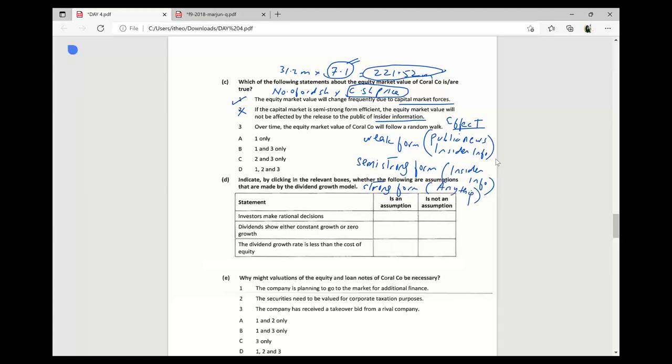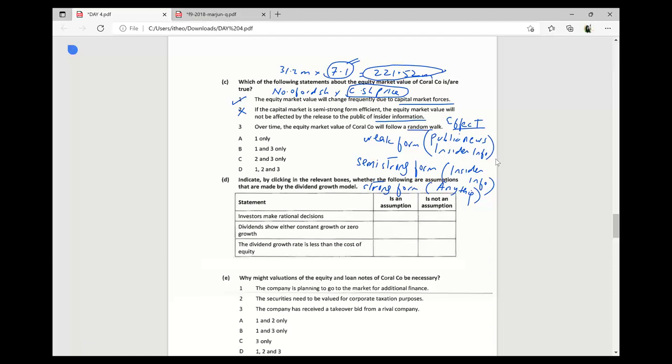This is what was taught to you in the three levels of efficiency: if markets are weak form efficient, they get affected by two things, public information and insider information. If markets are semi-strong form efficient, they get affected by insider information. And if they're strong form, they don't get affected by anything. So look at statement two now. If the capital market is semi-strong form, equity market value will not be affected by insider information. That's wrong. If markets are semi-strong form, equity market value will be affected by insider information. They're saying it will not be affected by insider. That's wrong.